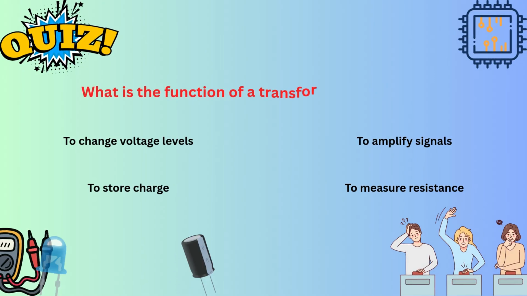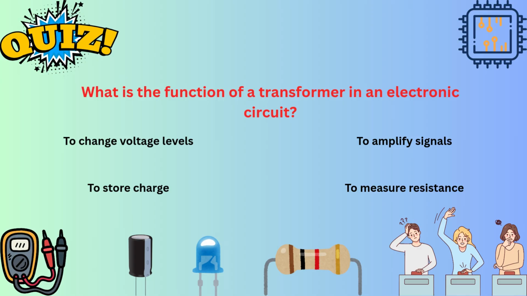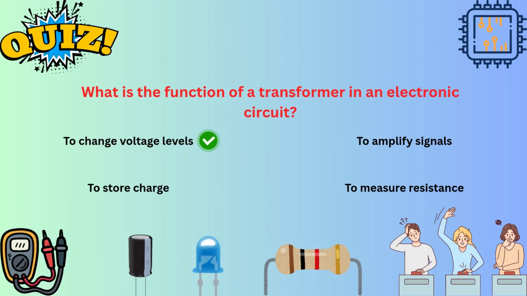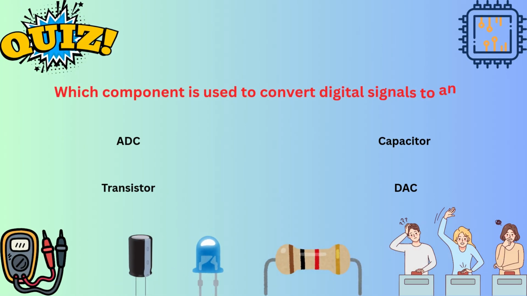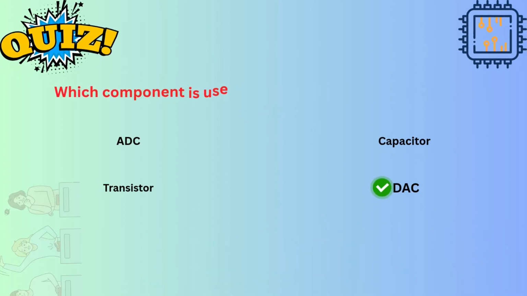What is the function of a transformer in an electronic circuit? To change voltage levels. Which component is used to convert digital signals to analog signals? DAC.